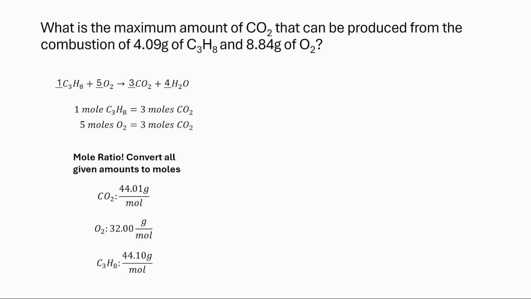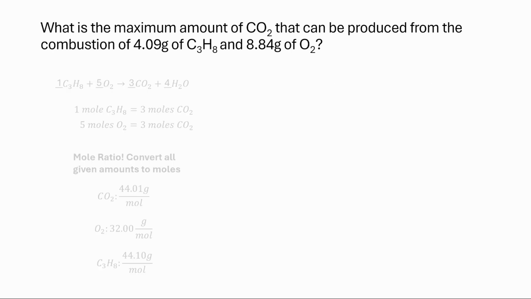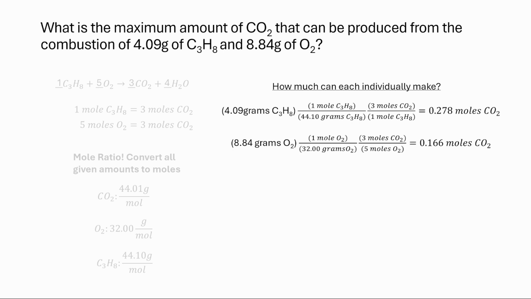Now, in order to determine the maximum amount of CO2 that can be produced, we're going to see the maximum amount that can be made from each individual reactant. So let's do that. Let's look at the top line first. We have 4.09 grams of propane. And if you want to go through the calculation a little bit more in depth, we'll have a practice solving video in the next video. This is more just an introduction to stoichiometry.